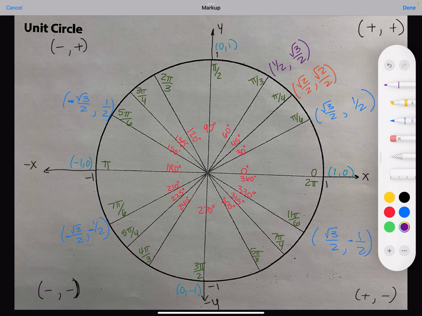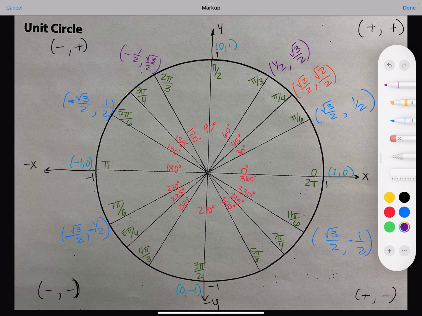All right, so I'm going to do the pi over 3's now. Up here, my ring finger, pi over 3, it's 1/2 and root 3 over 2. So when I flip over, my ring finger lines up with 2 pi over 3. So it's still 1/2 and root 3 over 2. But what's true about the signs for these ones? X is negative, so that's going to be negative 1/2 and root 3 over 2. Easy.